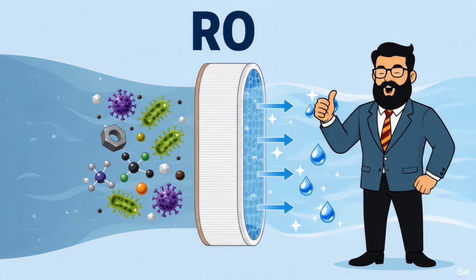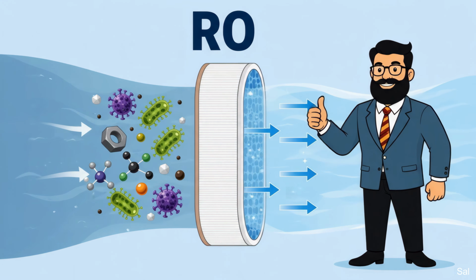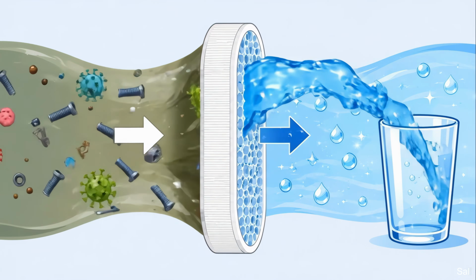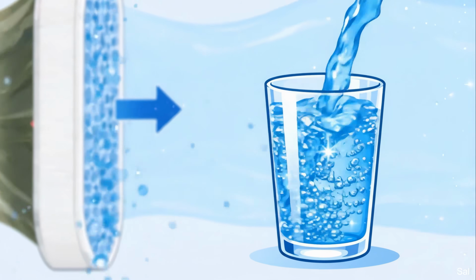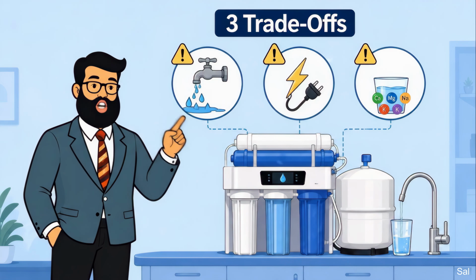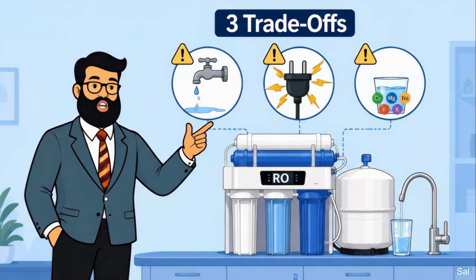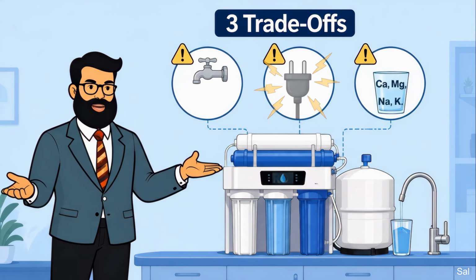This makes RO the ultimate purification heavyweight. It does not care what is in your water. It simply strips everything away, leaving you with pure, soft water. However, because RO is so powerful, it comes with three major compromises that every buyer must consider.